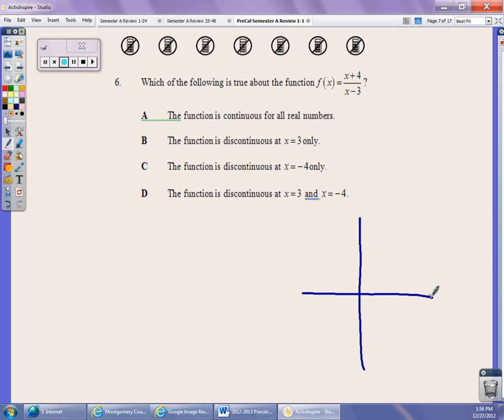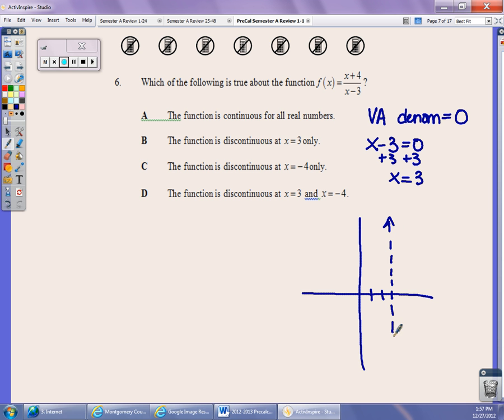First of all, just to answer the question here, we know that the function is going to have a vertical asymptote where the denominator is set equal to 0. So let's do x minus 3 equals 0, add 3 to both sides, and we get x equals 3 is a vertical asymptote for this function. We know, therefore, that it is going to be discontinuous at x equals 3. Okay, now that gives us our answer here.